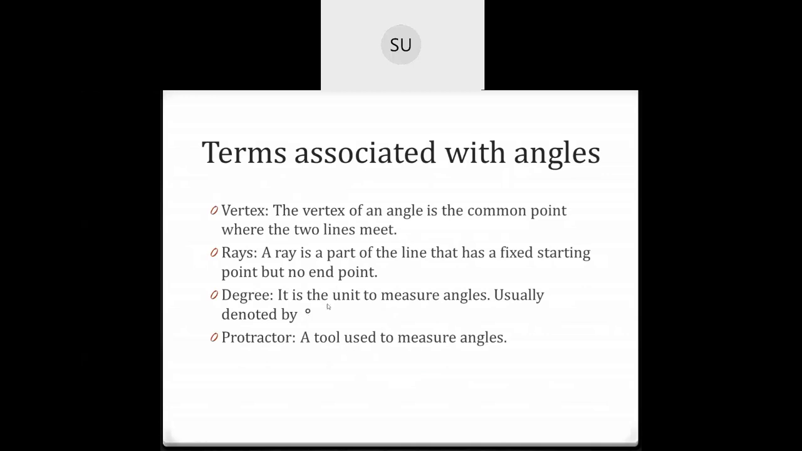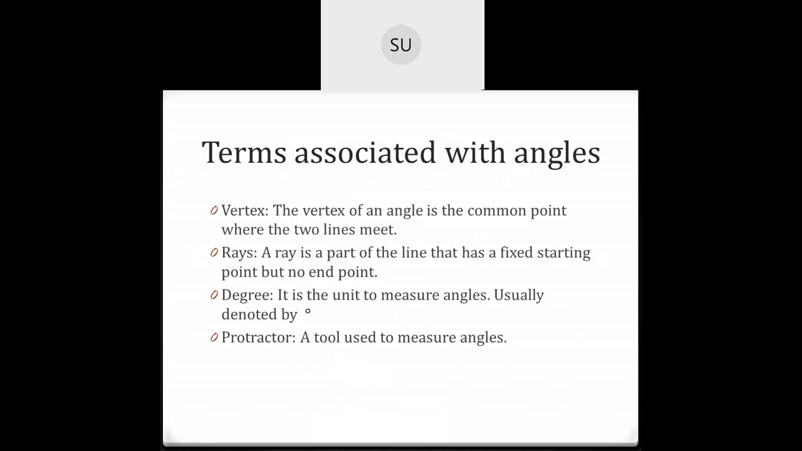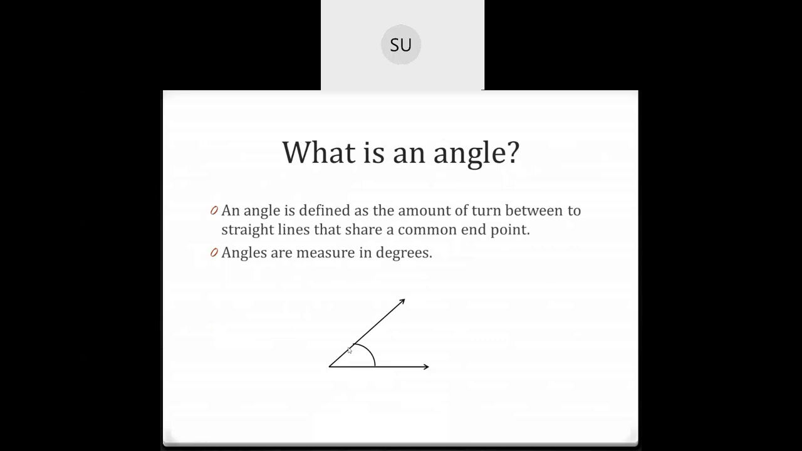A protractor is a tool used to measure angles. Now, what if you want to name an angle? How do you name an angle here? I'd name the points A, B, C. So this was A, then this is B, and I'll name this point over here C. So I've named the rays and the vertex.